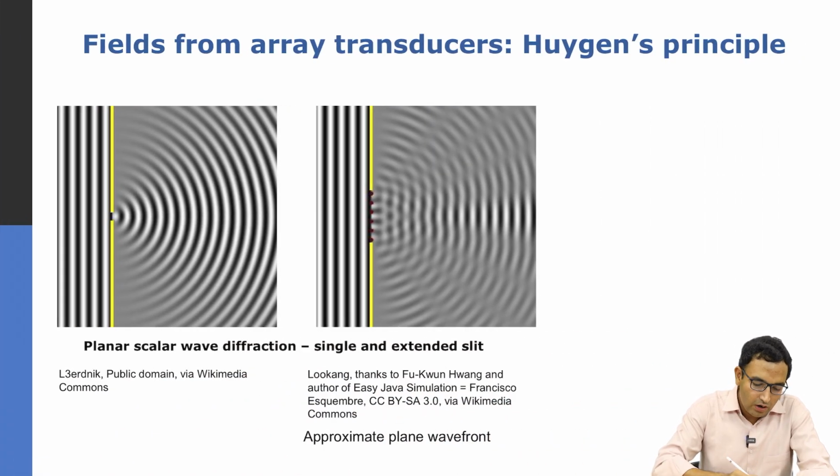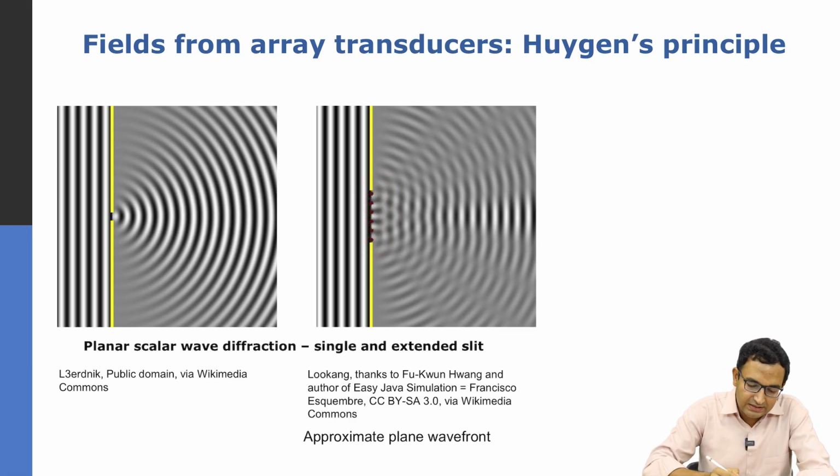Now, if you recall the Huygens principle that we discussed, here is a plane wavefront and here is a slit. This slit acts as its own source and gives out spherical waves, which are shown here. If we have an extended source, then we can consider it as being composed of several elements, and the signals coming out from these elements interfere to give us the beam.